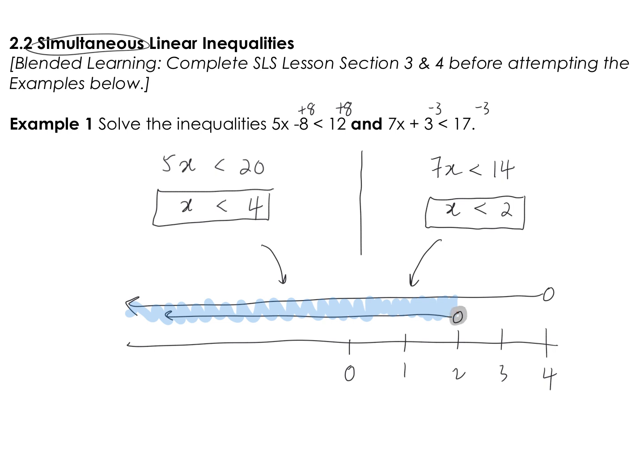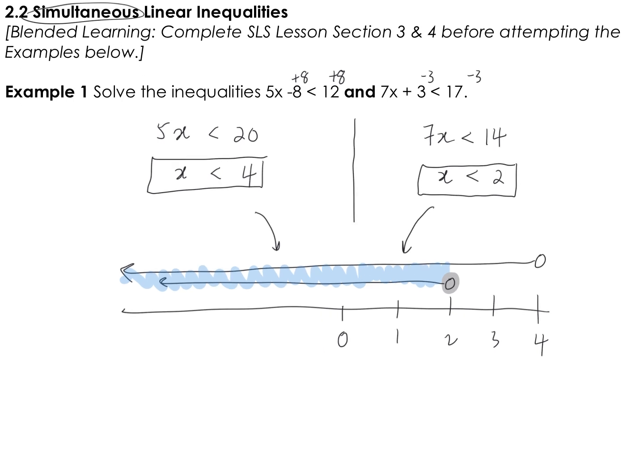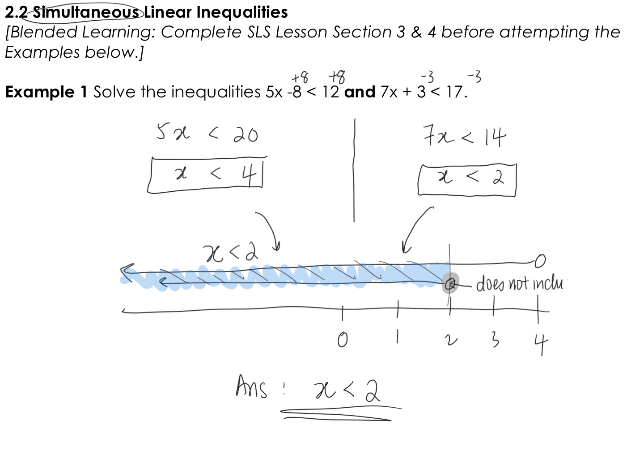And then you check. At this part here, it's a hollow circle. So your overlap does not include the 2. So your final answer is x less than 2. Okay, which is the overlap here. So your final answer, it is x strictly less than 2. It does not include. Okay, so you solve both separately and then find the final overlap in the solution. Okay, try example 2 on your own before we check together.